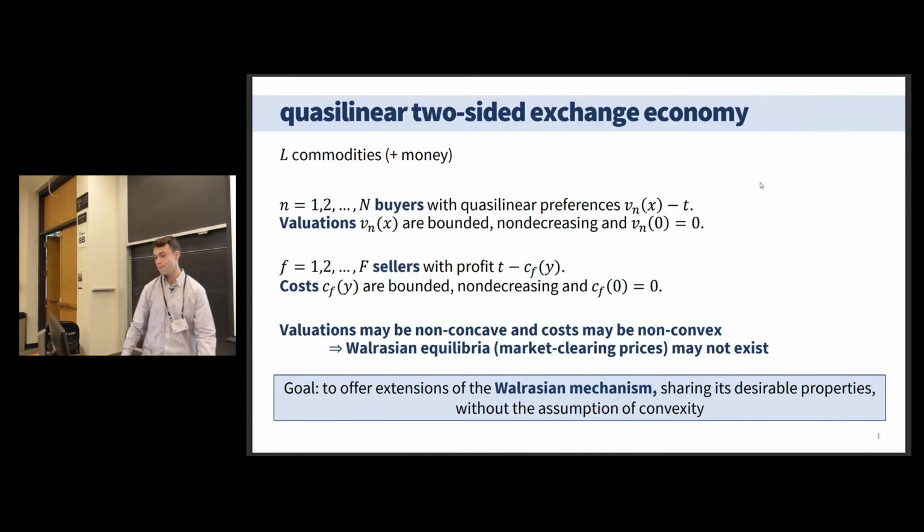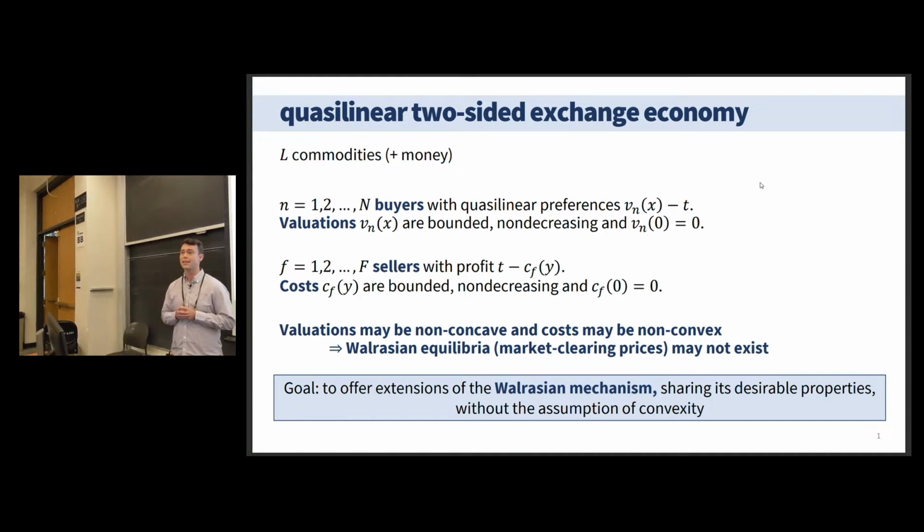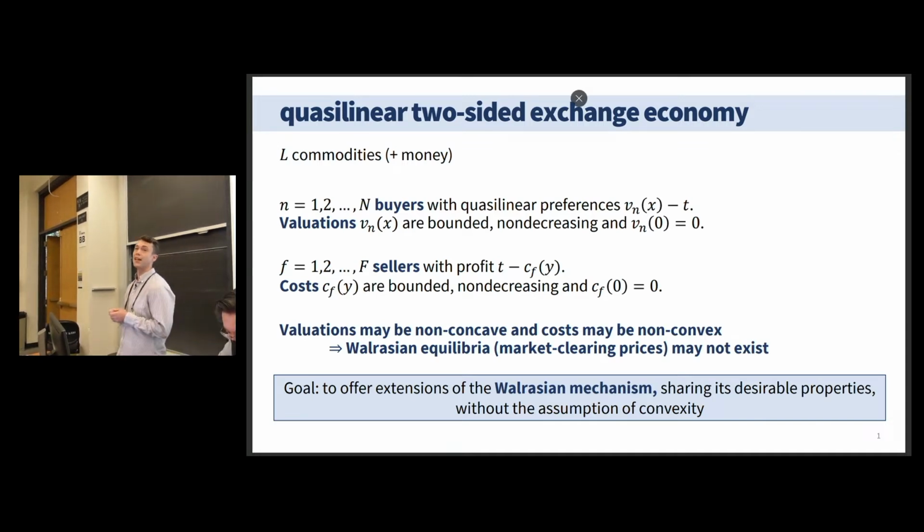That one. OK. So the setting that we're considering is a quasilinear two-sided exchange economy. There are going to be many commodities, L of them, plus money. Buyers are going to be indexed by N, and there's going to be N of them, and they all have quasi-linear preferences. That is, their utility is equal to a valuation over goods minus the payments they make.